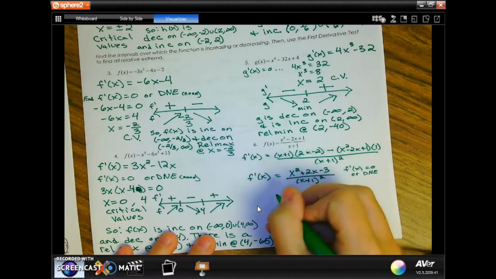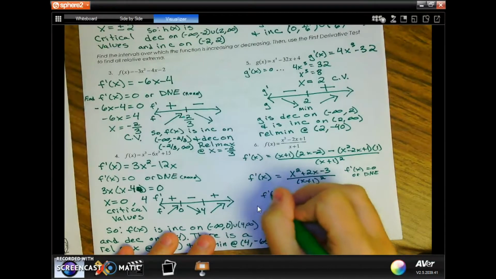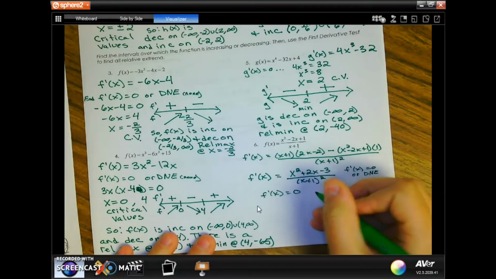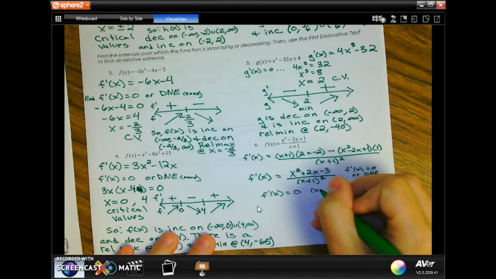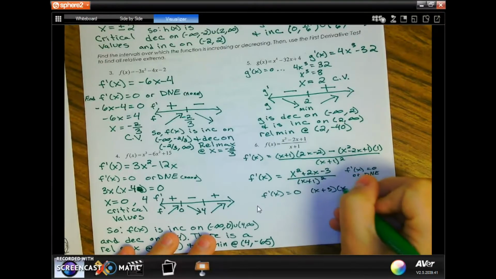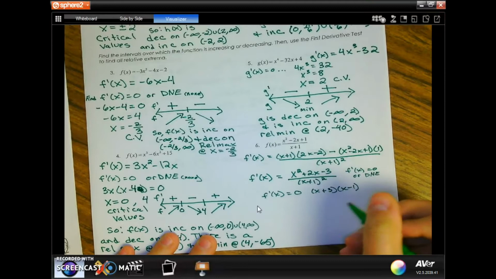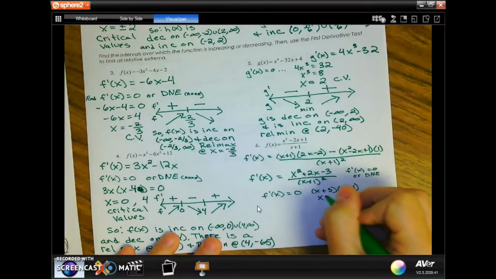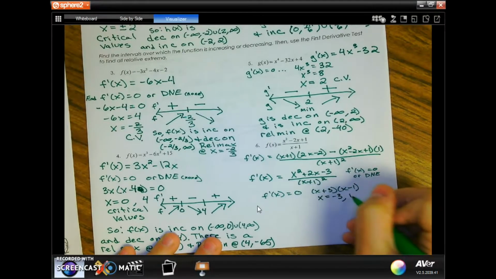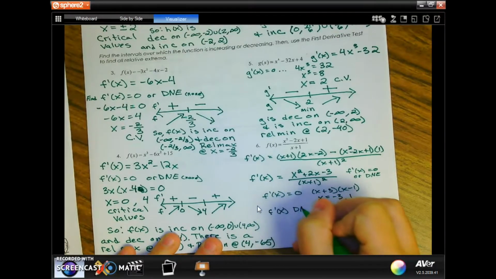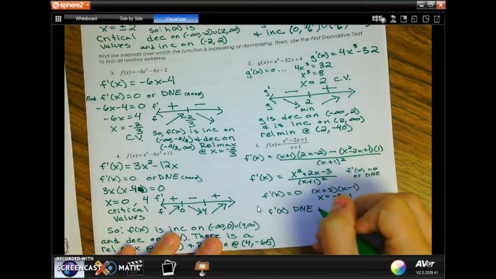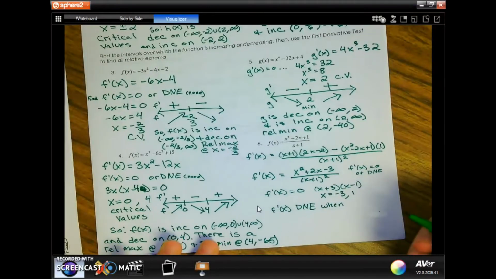So let's see, I'm going to say the derivative equals 0, right? Basically, that's saying that I need to factor. So that factors into an x plus 3 and an x minus 1. So that means that I'll have critical values at negative 3 and positive 1. And also, the derivative here does not exist when the denominator equals 0.